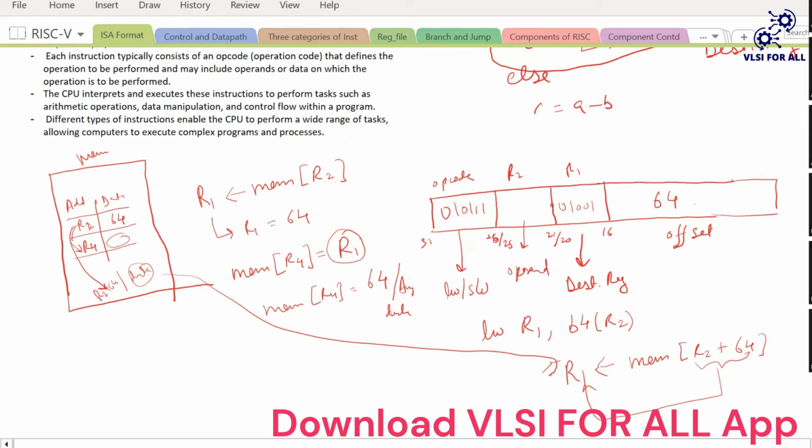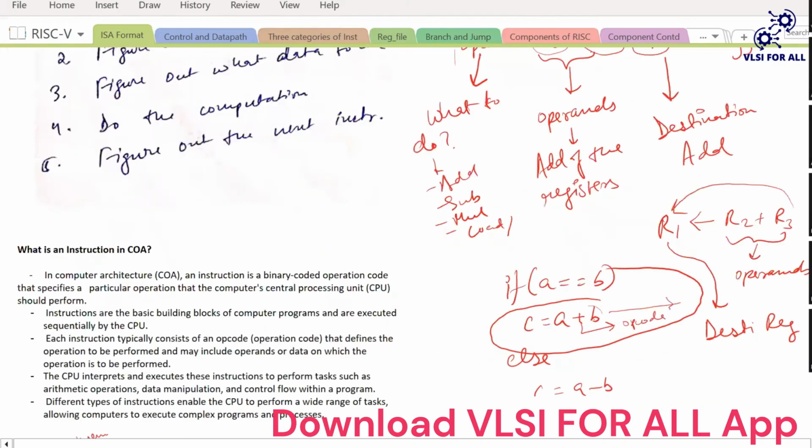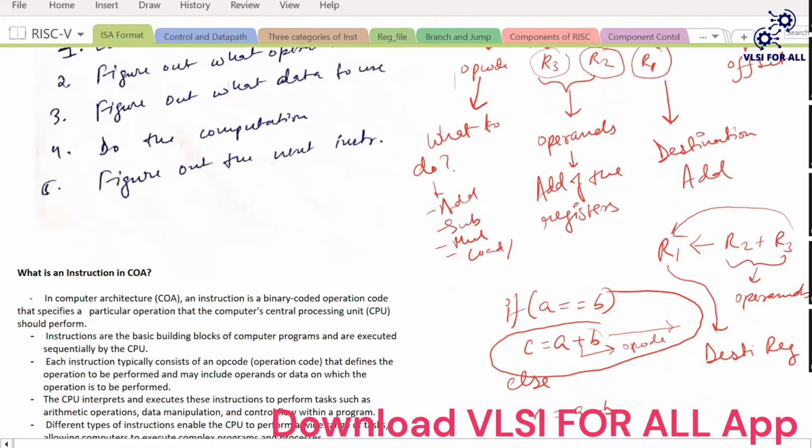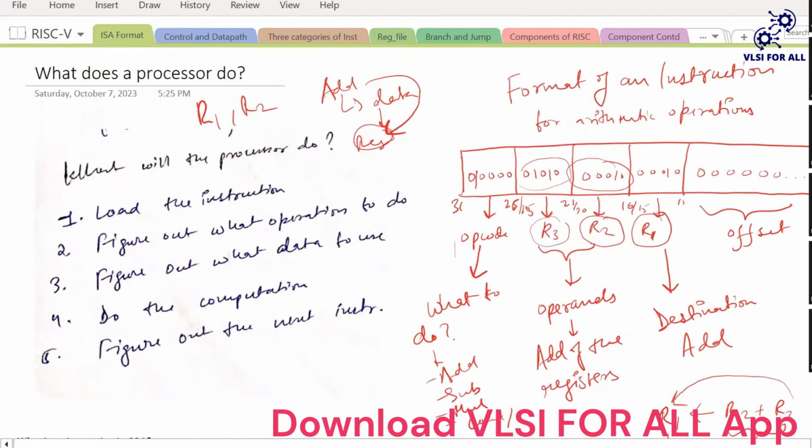So this was the format of load store instruction. To repeat again, the first 6 bits are opcode. The second is our operand, where we have to read or write. The third is the destination register. Basically we either write in this address or we load from this address. So any doubts here? Are these two instructions clear? These two. Okay.